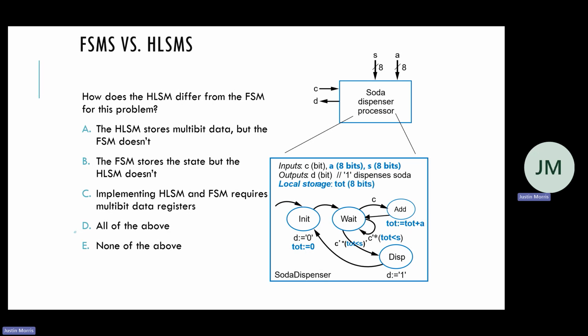So the first statement: the high-level state machine stores multi-bit data, but the finite state machine doesn't. Yes. We have local storage, right? We can keep track of total this way, rather than with these states that represent different things. The finite state machine stores the states, but the high-level state machine doesn't.